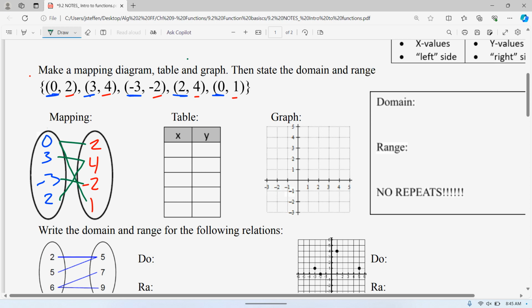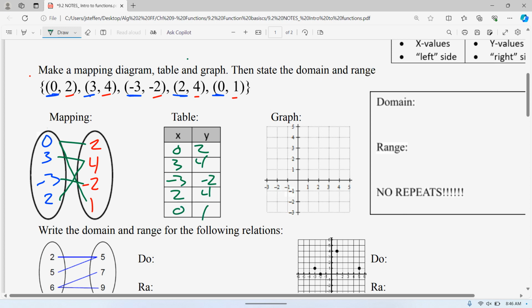I personally think that's the hardest one because it's new. We haven't done that a lot. Don't make this harder than it is. Literally list out your ordered pairs. 0, 2, 3, 4, negative 3, negative 2, 2, 4, and 0, 1.